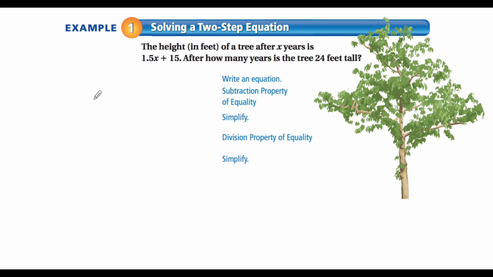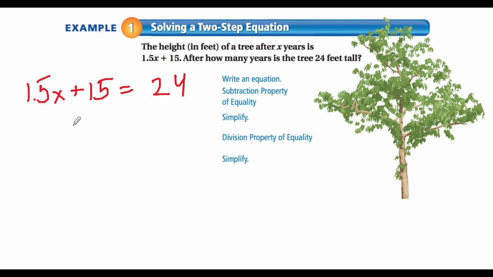Alright, so example 1, solving a two-step equation. They give us the problem that the height in feet of a tree after x years is 1.5x plus 15. After how many years is the tree 24 feet tall? So the first thing we have to do is write out our equation. 1.5x plus 15 is equal to 24. We want to know how many years pass for the tree to be 24 feet tall. What this equation is saying is that the tree grows 1.5 feet per year, and it started out at 15 feet tall.